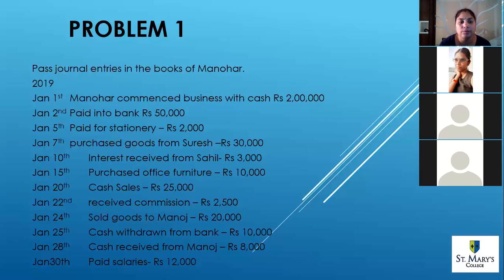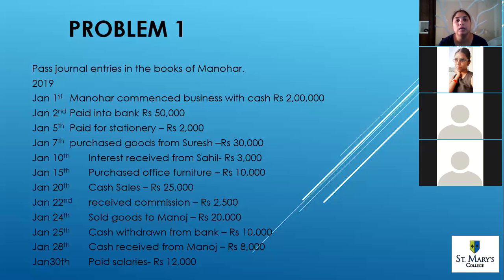So cash account to be debited, commission account to be credited. Go back to your journal entries. Write the date in the date column, January 22nd. Write the entry as cash account debtor to commission account, 2,500 amount in both the columns. Open brackets to write your narration, being commission received. Your narration states being commission received, close the brackets.